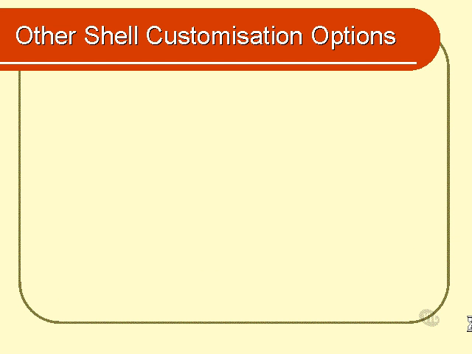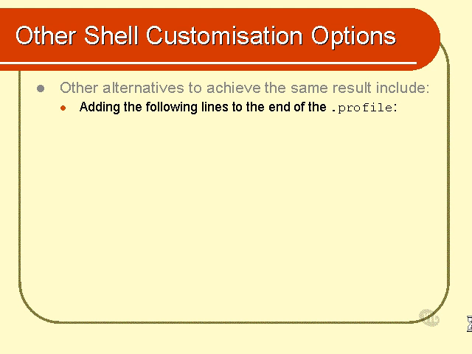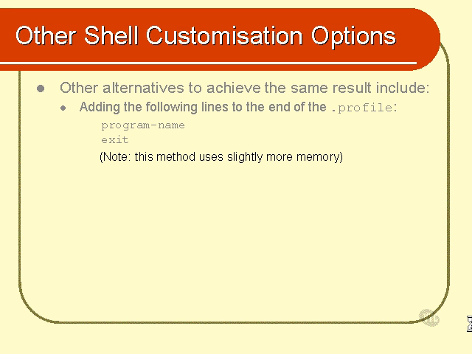There are other ways of achieving the same goal, and that is you could, instead of putting the exec and then the program name at the end of the .profile, you could instead put the program name by itself without the exec, followed by an exit. What that does is it will start the program, but the shell itself that started the program will remain running, and then as soon as that program finishes, the shell will then exit. This particular method uses a little more memory because the shell remains in memory the whole time.